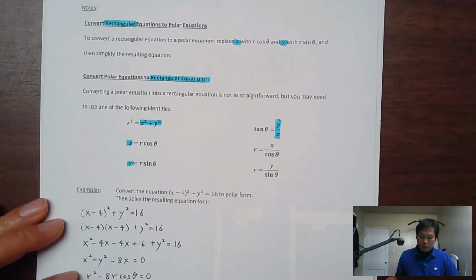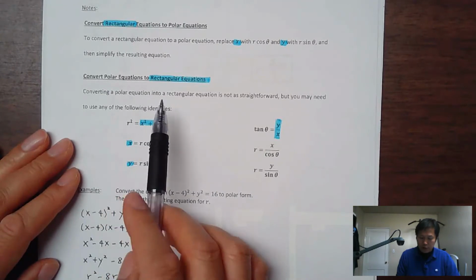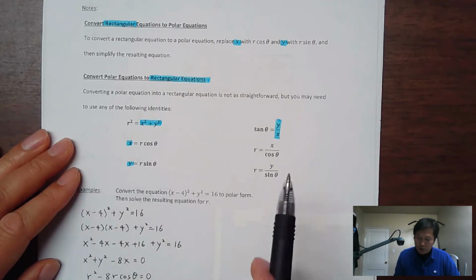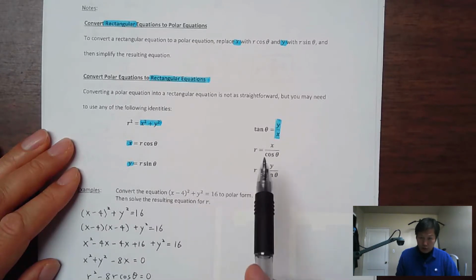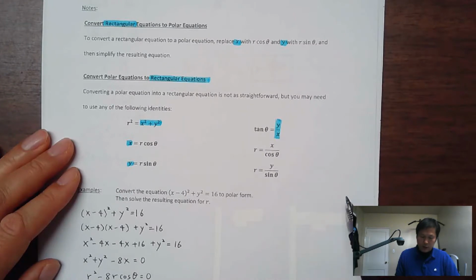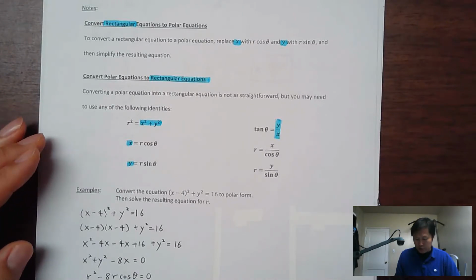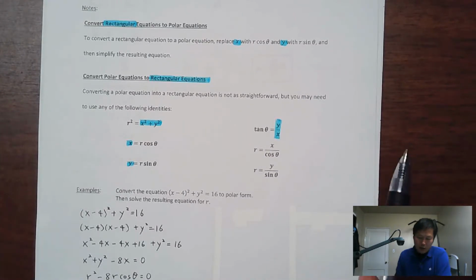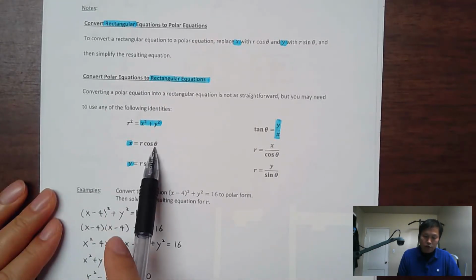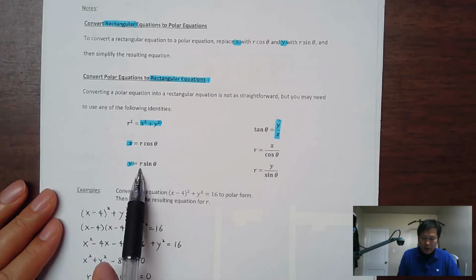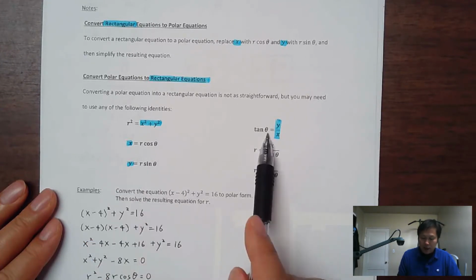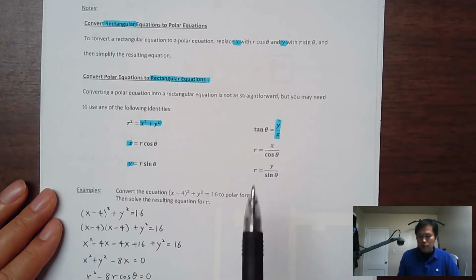So when you try to convert from polar to rectangular equation, you will use these formulas. Tangent theta is equal to y over x, polar to rectangular. And if you have r cosine theta, you can replace back to x. If you have r sine theta, you can replace back to y. If you have tangent theta, you can replace back to y over x.